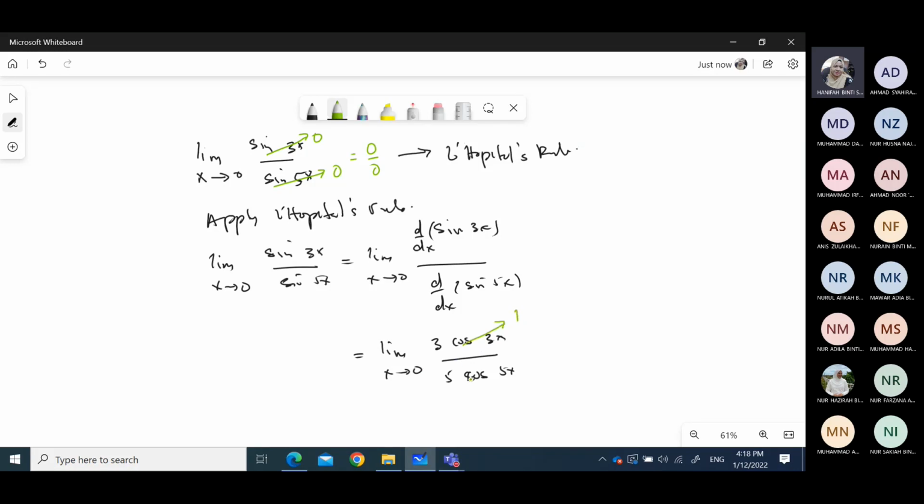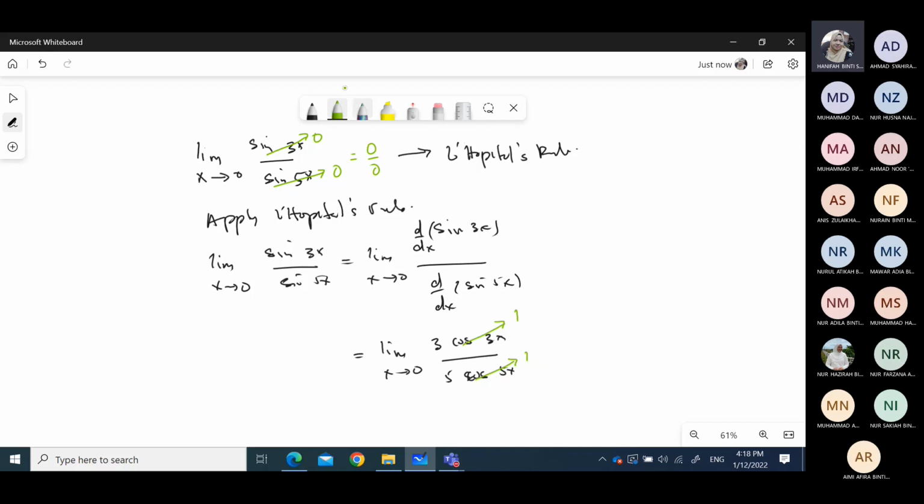Okay, ni pun sama lah, cosine 5x, where x is approaching to 0, so we have cosine 0. So cosine 0 is 1. So 3 times 1 is 3. 5 times 1, we have 5. Okay, so therefore the limit for x approaching to 0 for sin 3x over sin 5x is 3 over 5.